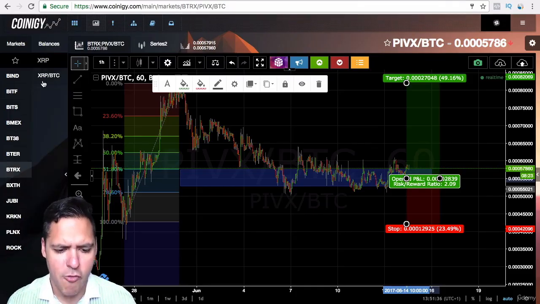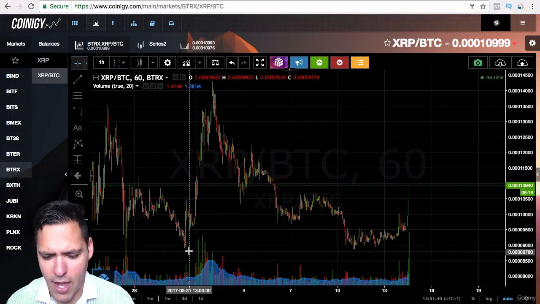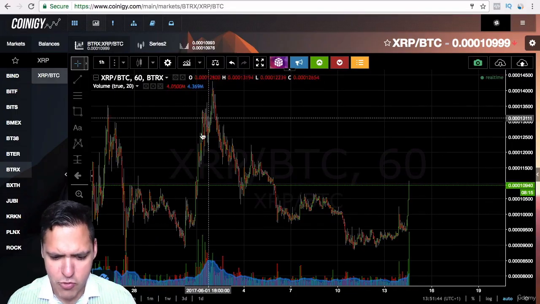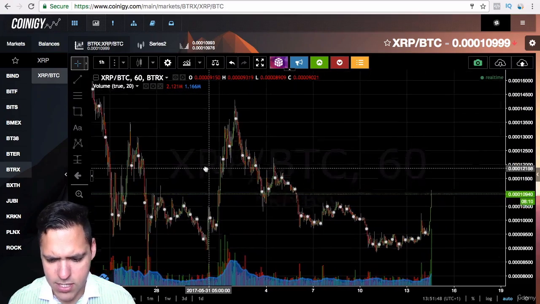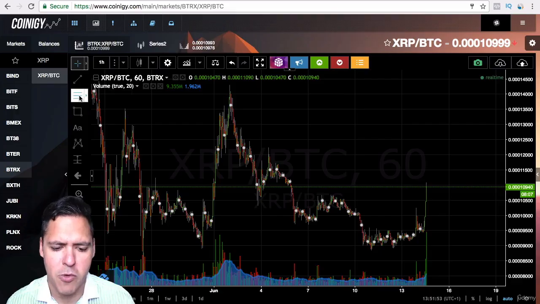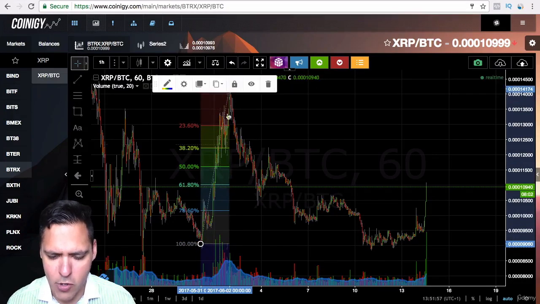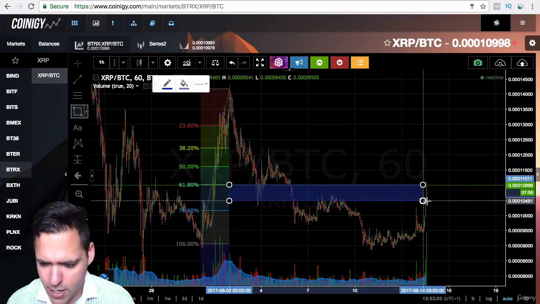So let's just have a look at Ripple. Okay, so we'll bring up Ripple. Ripple's another one that's done really well recently. Okay, so this is the most recent price rise. Are there any more? No. So this is the most recent price rise. So we'll use Fibonacci retracement once again. Lowest point, highest point. And then we will get the rectangle to highlight the best point.